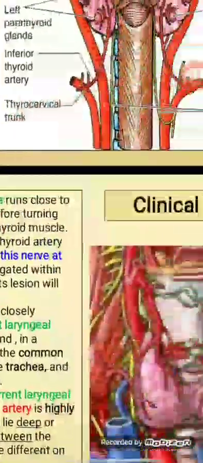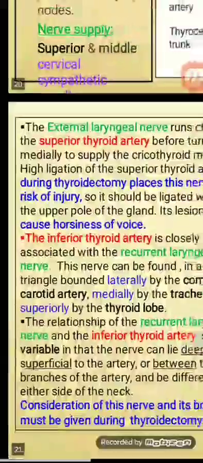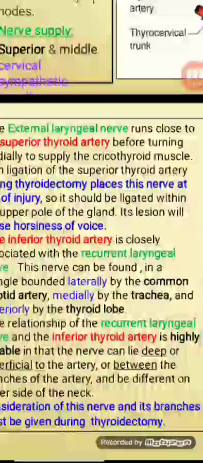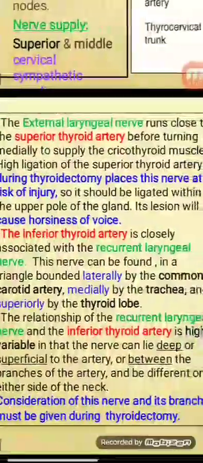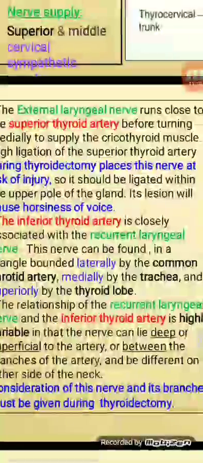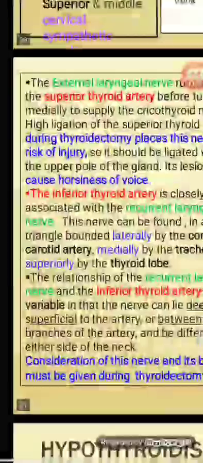Here, I can look at the clinical notes. The external laryngeal nerve runs close to the superior thyroid artery before turning medially to supply the cricothyroid muscle. All the muscles of the larynx are supplied by the recurrent laryngeal nerve, except the cricothyroid. The cricothyroid muscle is supplied by the external laryngeal nerve.